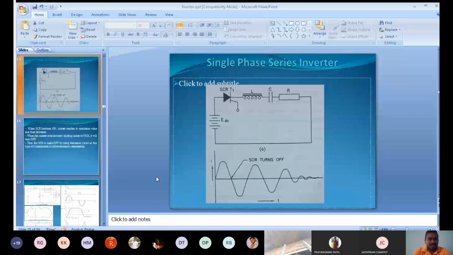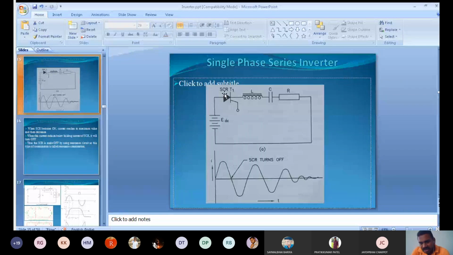Now this is the basic circuit of a single phase series inverter. Here we have L, C and R. So here we assume the RLC series resonance circuit, using series resonance circuit L and C and R. Source is there, and the SCR is on. So now in this circuit we are making the SCR on, at any one point.